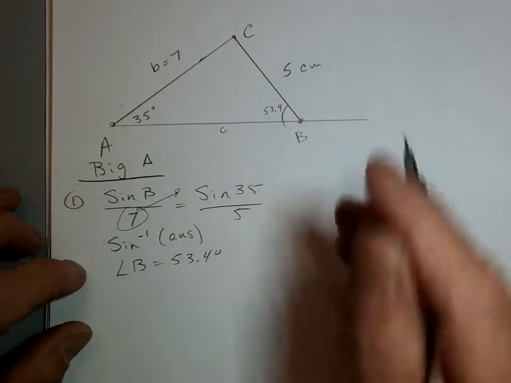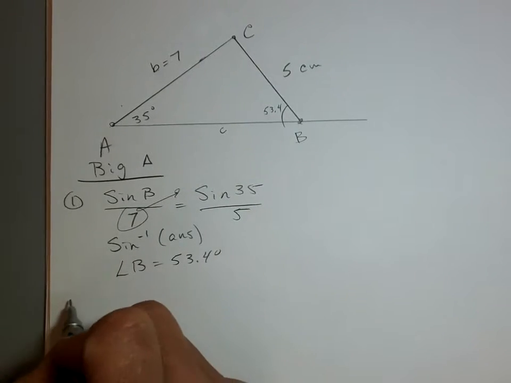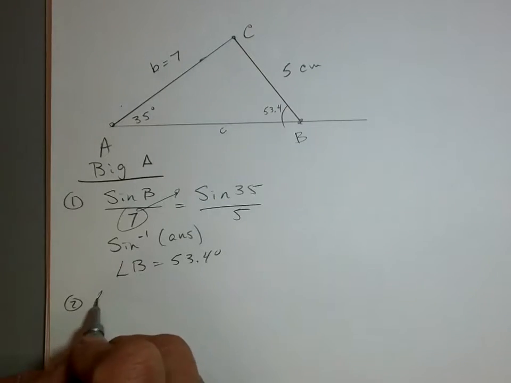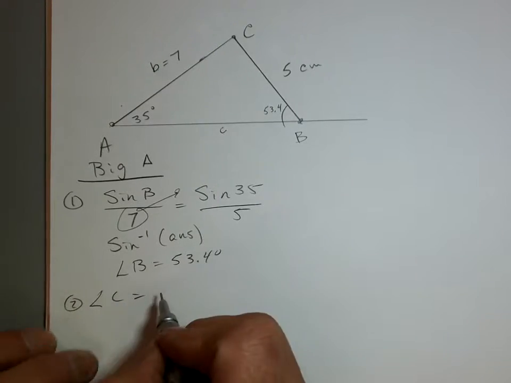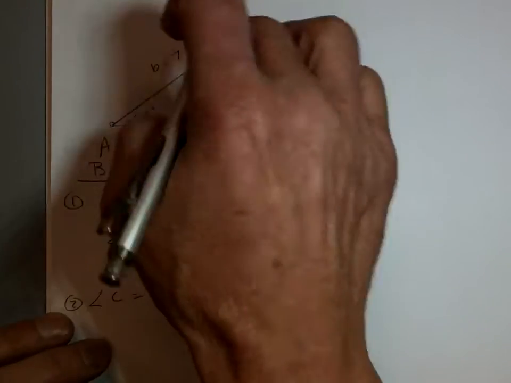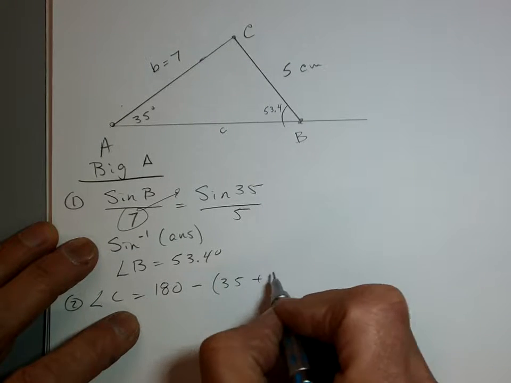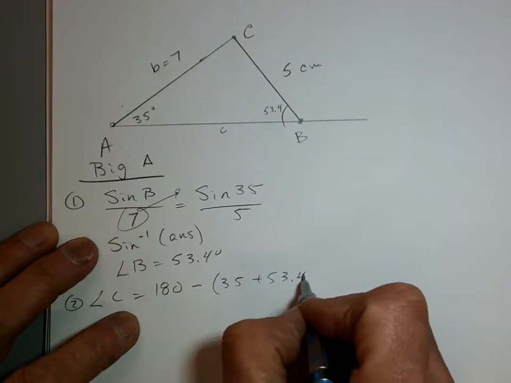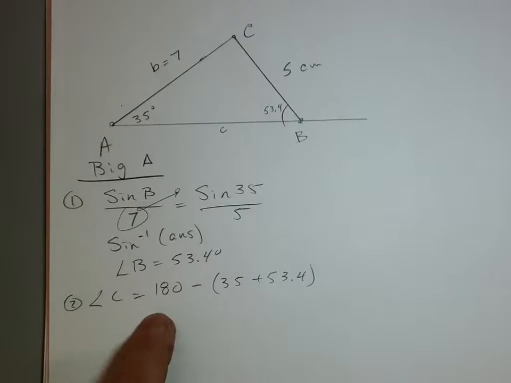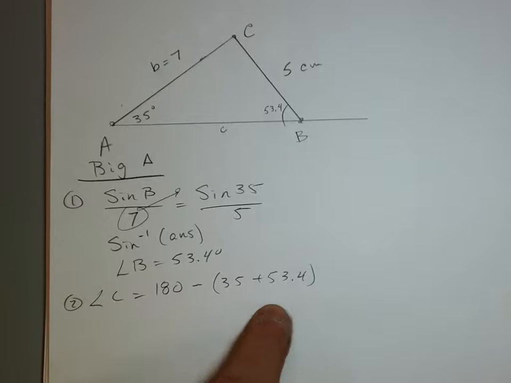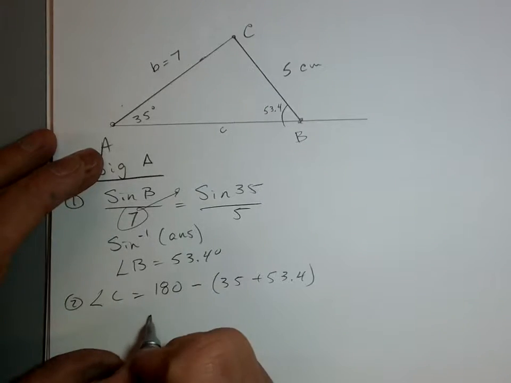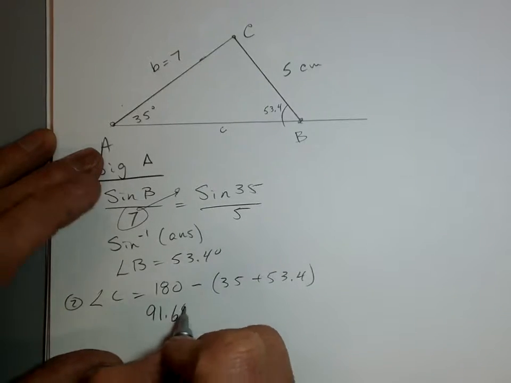53.4, okay? Now the second thing I'm going to do is find angle C. So from 180 degrees, all three angles add up to 180. So I'll subtract out the 35 and the 53.4. I just use my calculator. 180 minus 35 plus 53.4, and I get an answer of 91.6. Okay, I'll put that in there.